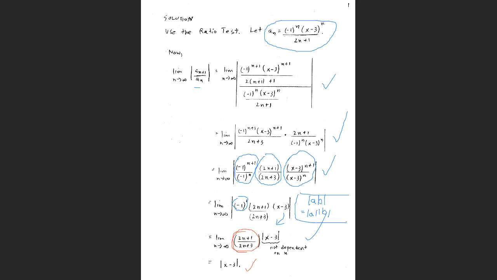Now, what do we do with the absolute value of x minus 3? What are we going to do with that? Remember, we're applying the ratio test. The ratio test is telling us that our power series eventually behaves like a geometric power series with a common ratio of the absolute value of x minus 3.